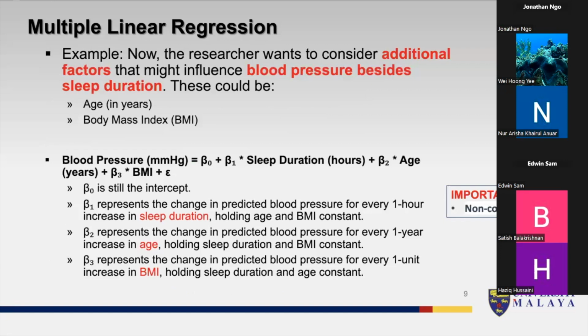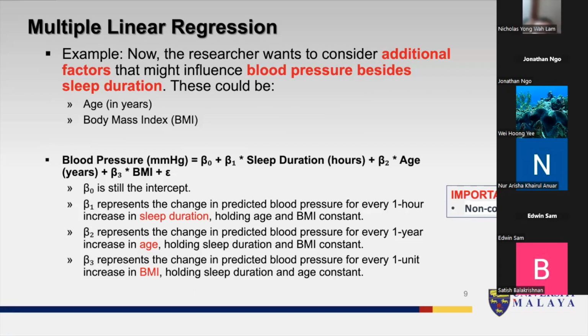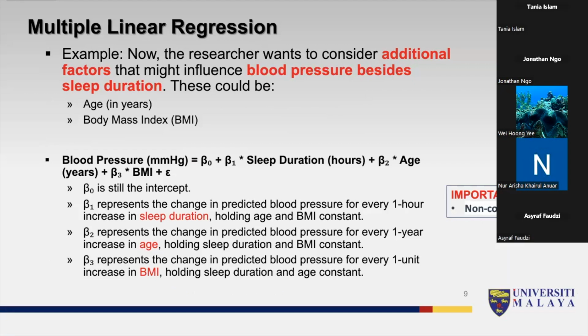For example, in the example that I used just now, we add on 2 other independent variables, which are age in years and also body mass index. The beta 0 is still the intercept. Beta 1 is now the sleep duration, beta 2 is the age, and beta 3 is BMI.